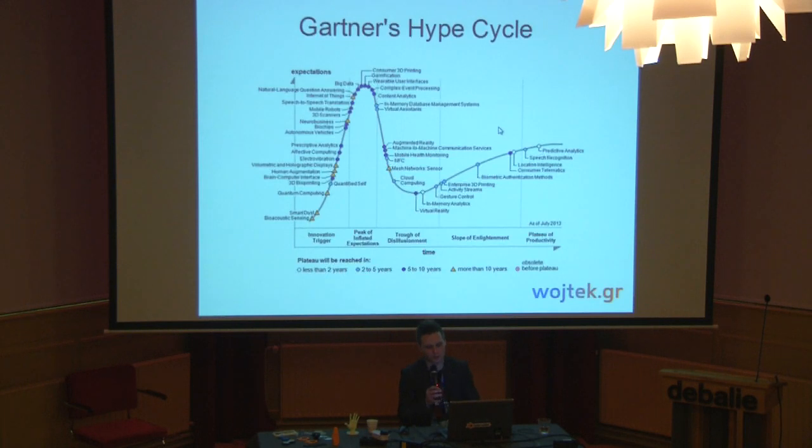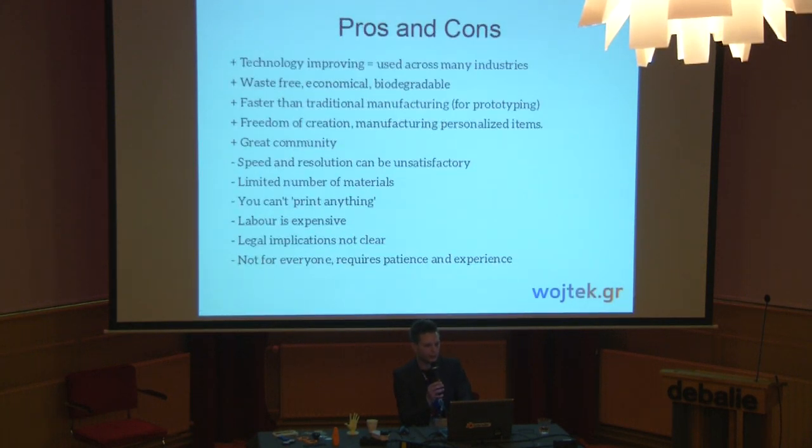If we want to design something to be 3D printable, we will have to take into account some physical constraints that will cause us problems, and we have to be really patient with 3D printing, really patient. So just quickly, some pros and cons.